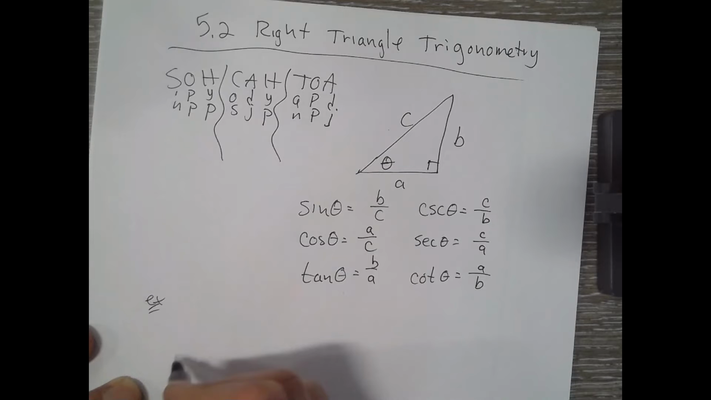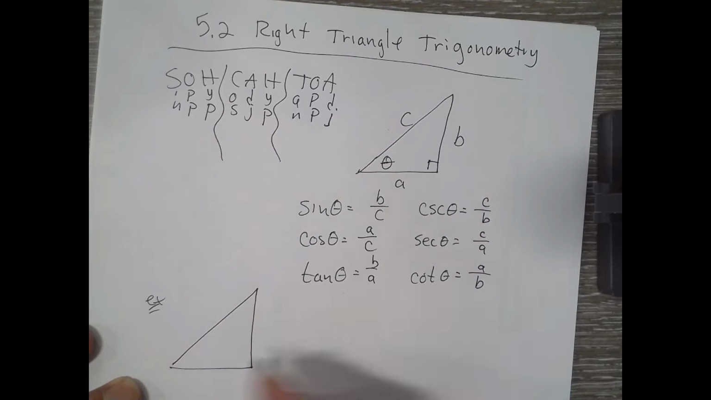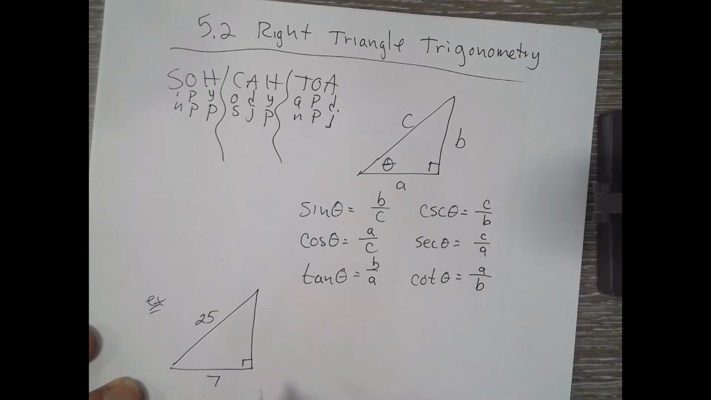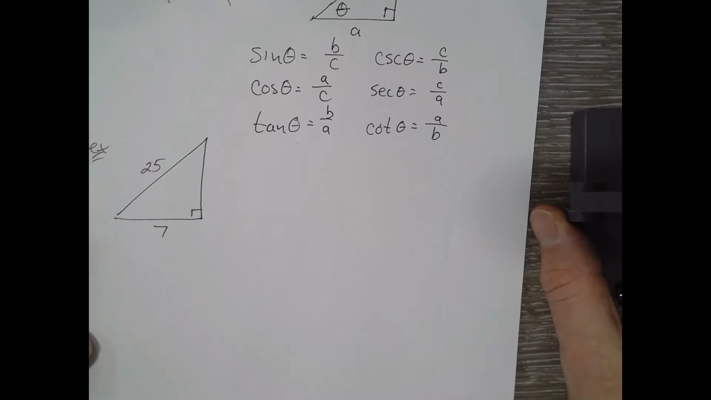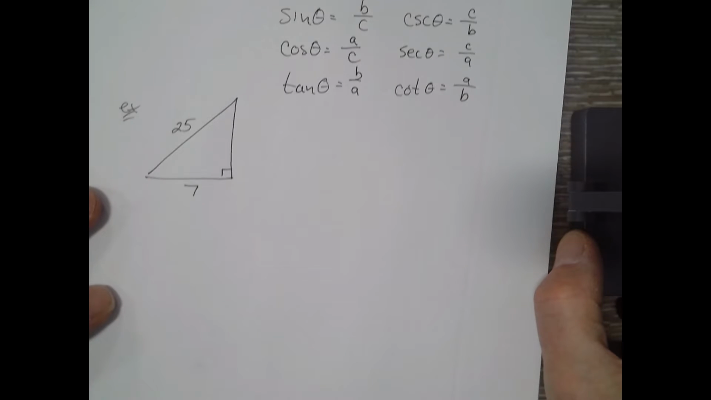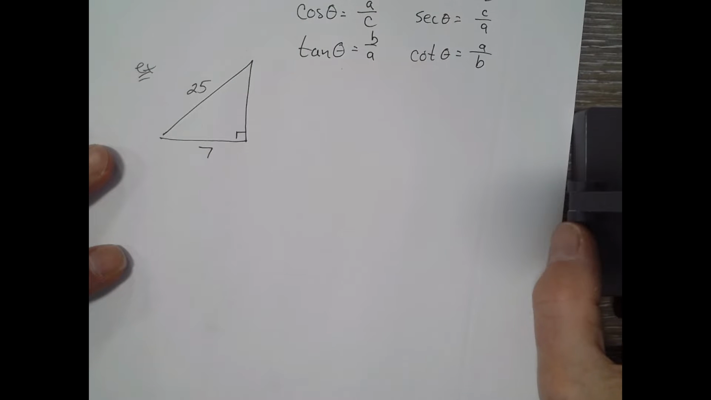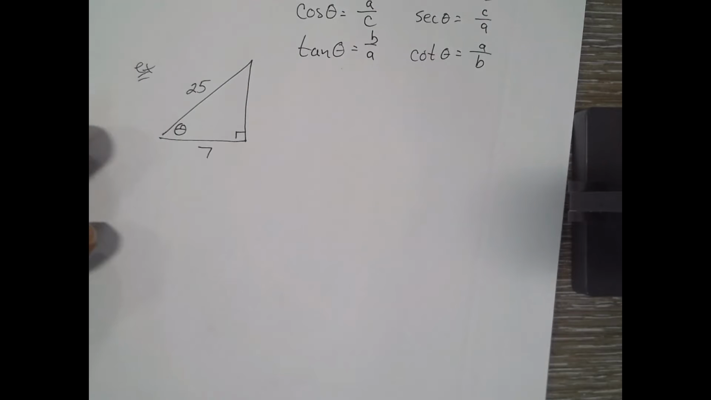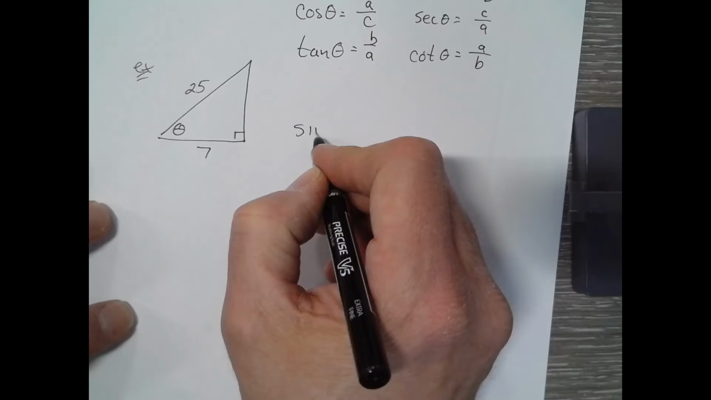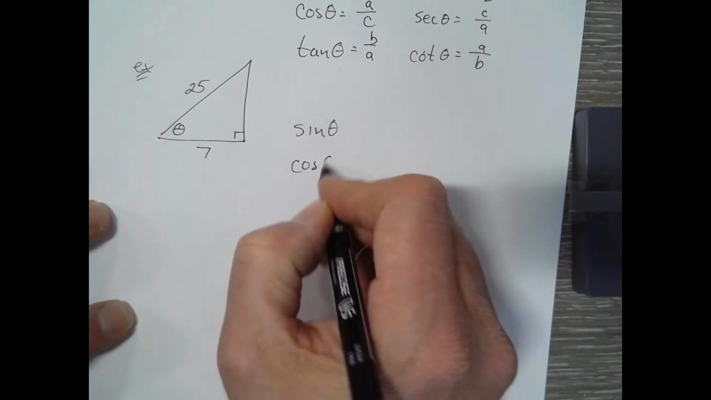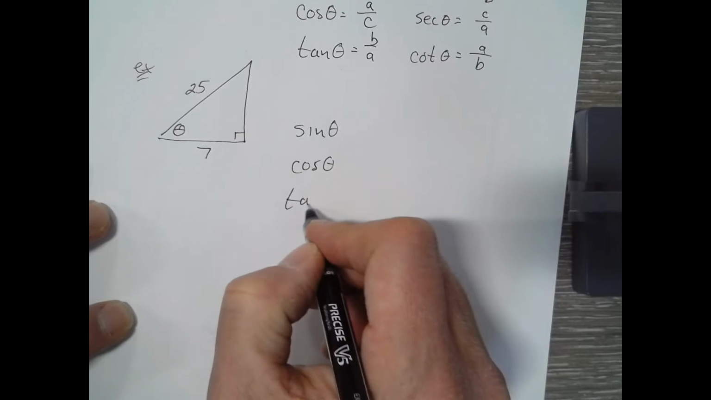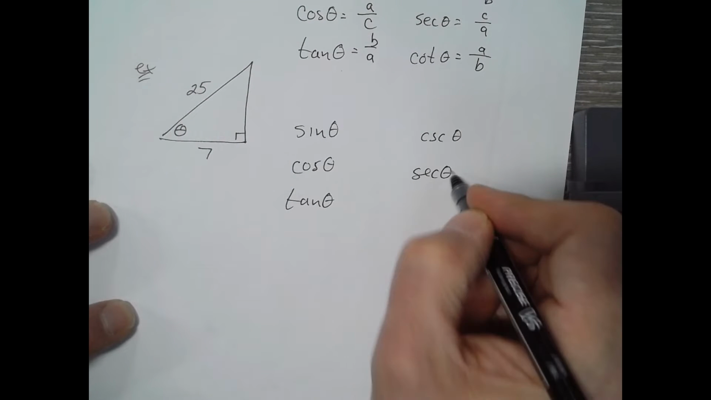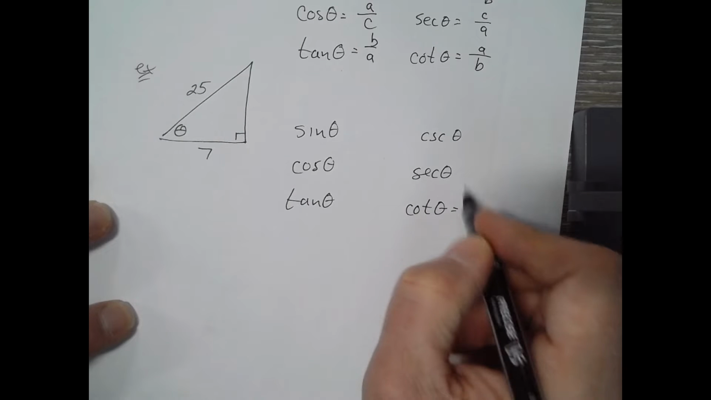Okay, so let's say I have an example. We have a triangle where this side is 25 and this is 7. I want you to find all 6 trig functions of this triangle for theta right there. So I want you to find sine of theta, cosine of theta, tangent of theta, cosecant of theta, secant of theta, and cotangent of theta. See if you can do that.